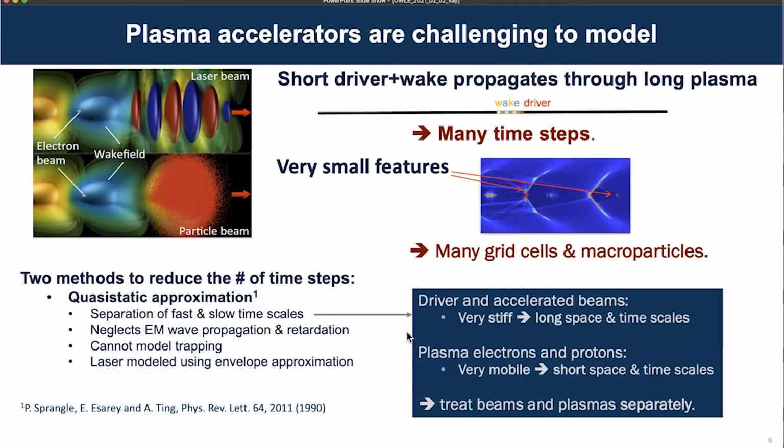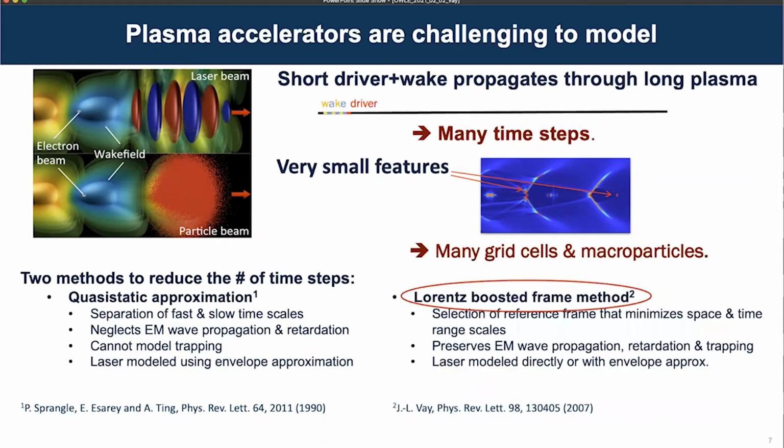I will not go through the details because we'll focus on the second method, but this is basically the gist of the method here. This approximation neglects electromagnetic wave propagation and retardation, cannot model trapping without some extra trick, and the laser is modeled using the envelope approximation. The second method that we'll discuss in more detail is the so-called Lorentz boosted frame method, which is simply the selection of a reference frame that minimizes the space and time scale range.